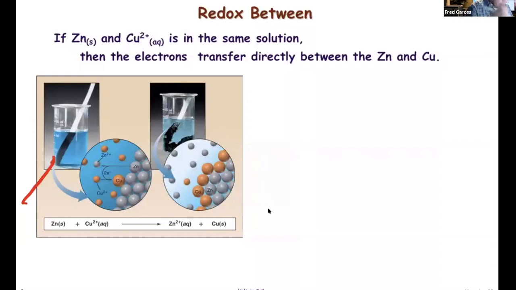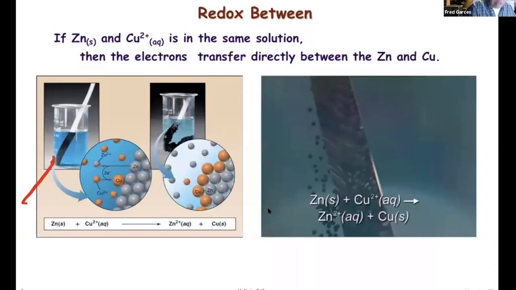Now, if we take the electron transfer process, remember that electrons are being removed from zinc because it's getting oxidized, so it's losing electrons, and they're transferred to copper, which is being reduced. It's going from +2 to 0. If we can take that electron and run it through an external circuit, then we can take advantage of the electrons moving through it, and then we have a battery.